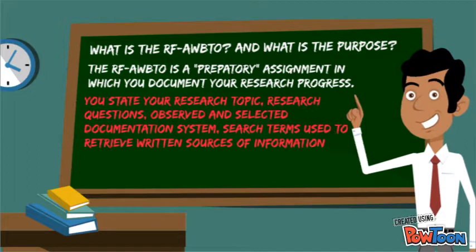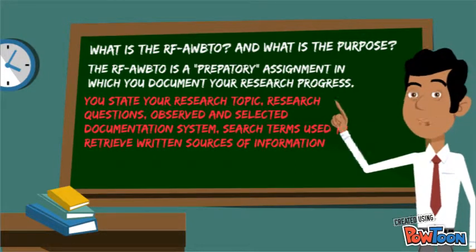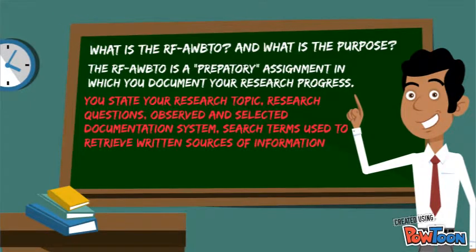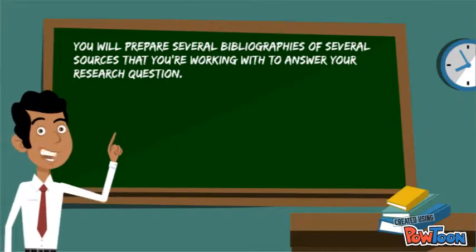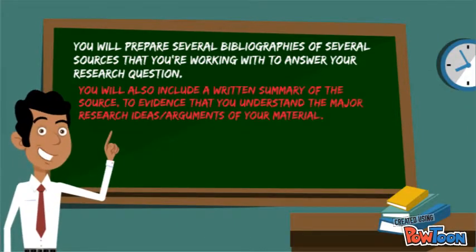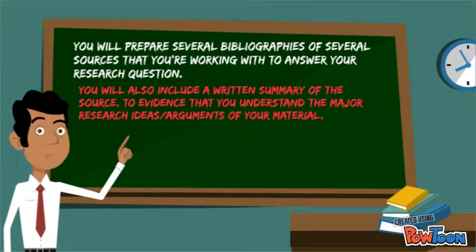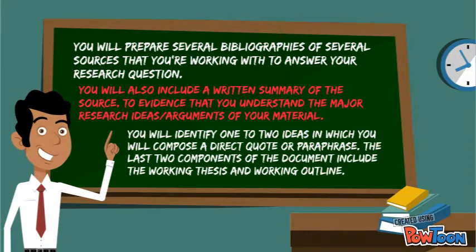You state your research topic, research questions, and selected documentation system, along with search terms used to retrieve the written sources and key terms that describe the content of your research essay. You will prepare bibliographies and sources that you're working with to answer your research question. You will also include a written summary of the source to evidence that you understand the major research ideas. You will identify 1 to 2 ideas in which you will compose a direct quote or paraphrase. The last 2 components of the document include a working thesis and working outline.